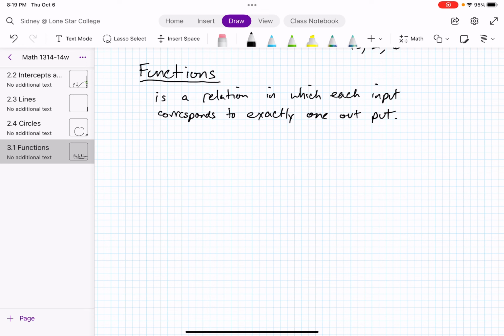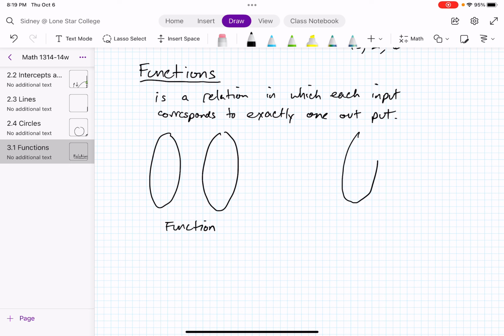And we're going to talk about this a few different ways. So one, we can look at it in terms of a mapping. So this is an example of a function. And then we will look at an example of not a function, so you can see the difference between the two.